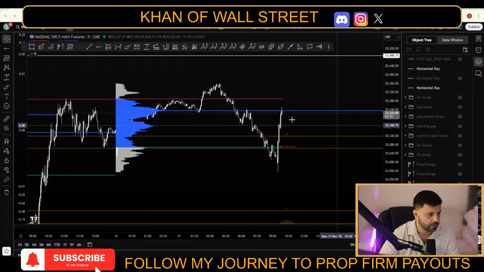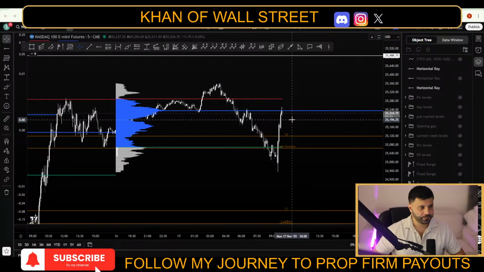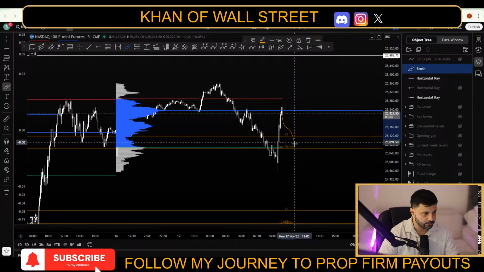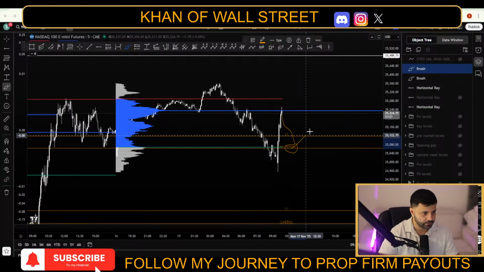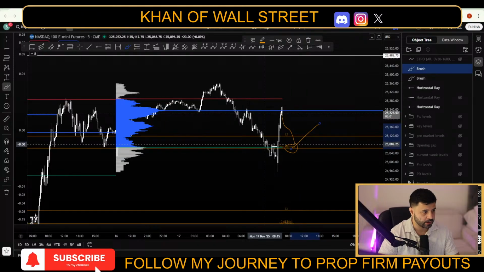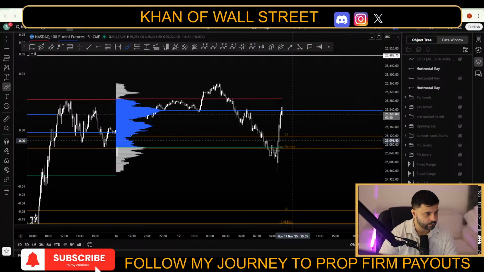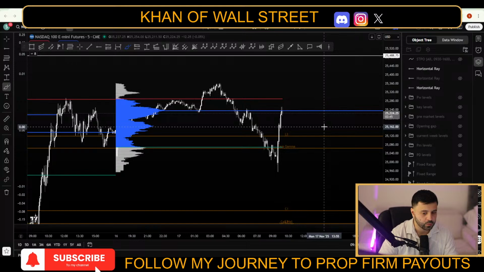No trade at the minute, unless we get a large pullback. Unless I see a large pullback, I don't think I'm going to be able to trade any long setups. Maybe get down to 0 gamma. 0 gamma is now lining up with the value area low. So that could be my next long setup if we get down there. I don't know if we're going to go all the way down there, but we could. Anything is possible.